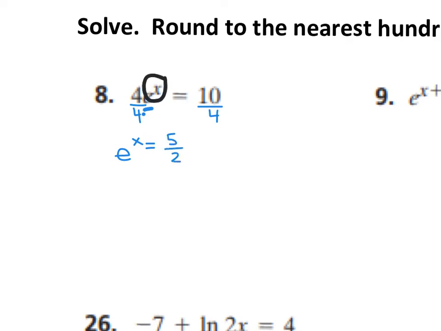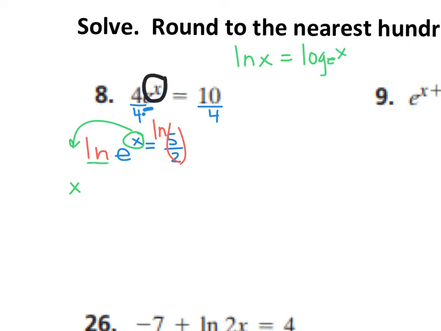Now the inverse of an exponential function is the natural log. So I'm going to take the natural log of each side. Okay, you want to put it on the left-hand side. It's not 5/2 times ln, it's natural log of 5/2. So what happens is when you use the properties of exponents, x comes out front, and the natural log, by definition, is equal to log base e of x.